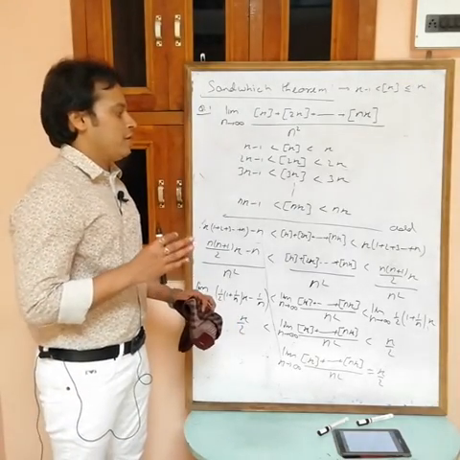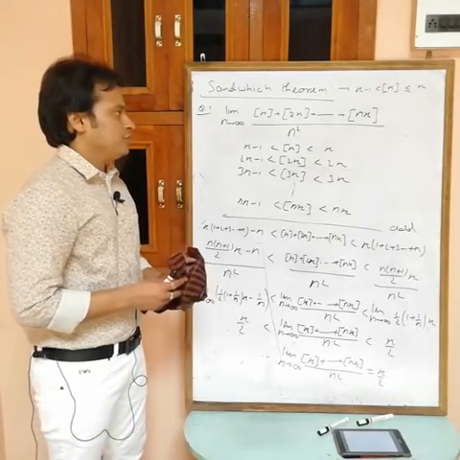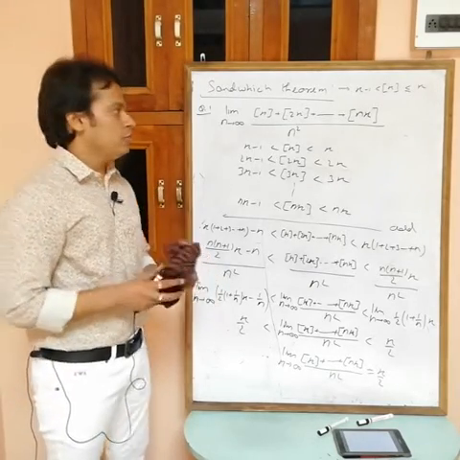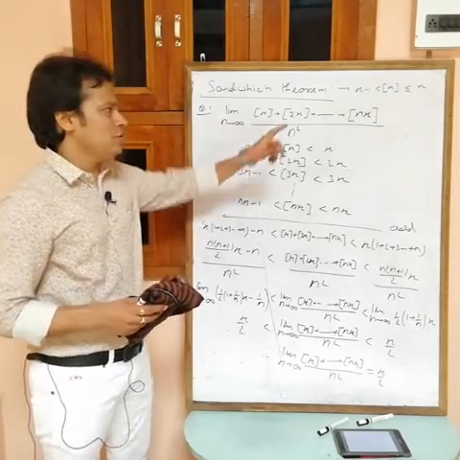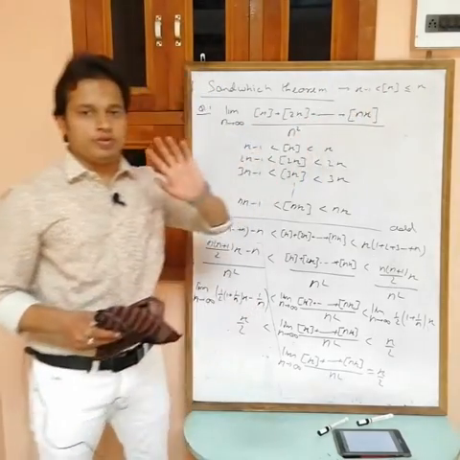Write it down. For every question, if you have more than one greatest integer, always use this property to find the limit.